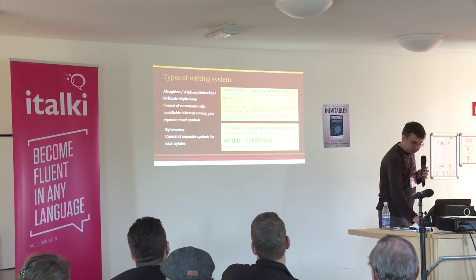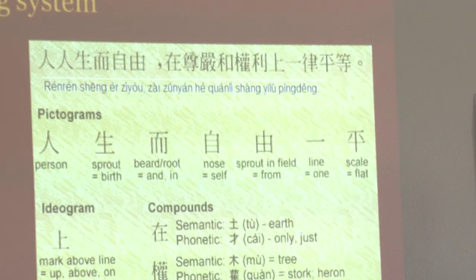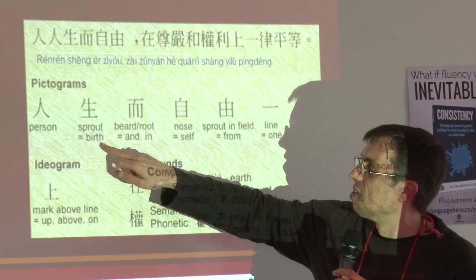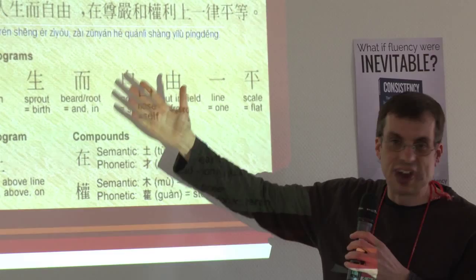And now we have the most complex scripts. So this is Chinese. This is traditional characters. So this is a mixed script. Originally, the characters were based on pictograms, so pictures of things. So this was originally a picture of a person. And this was a sprout growing out of the ground, which became to mean birth. And this one is a beard or a root, but it came to mean something else. This one originally was a nose.